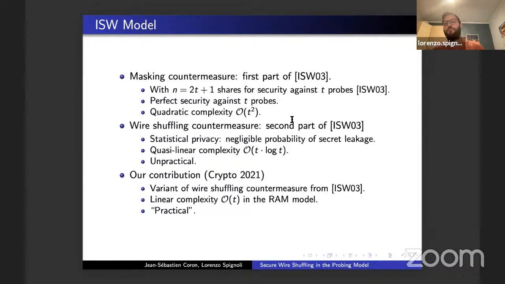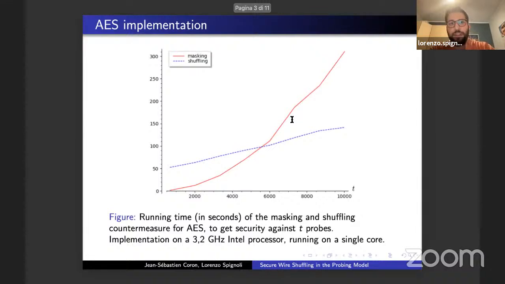In order to improve such complexity, they relaxed the definitions a bit in the second part, now letting the adversary win, or learn some information, with some small or negligible probability. Through that and their construction, they achieved quasi-linearity. Our contribution is essentially to propose a variant of the wire shuffling countermeasure, which now has linear complexity in the random probing model. We also provide an implementation of it. And as you can see from the picture, our countermeasure at some point works better than the classical masking.